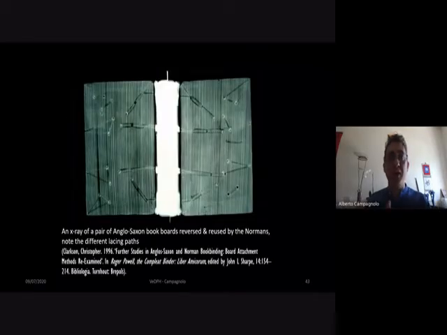Another kind of advanced imaging that's been applied to books for quite a long time, since the 1950s or even earlier, is X-ray photography, usually for the identification of lacing patterns in wooden boards.